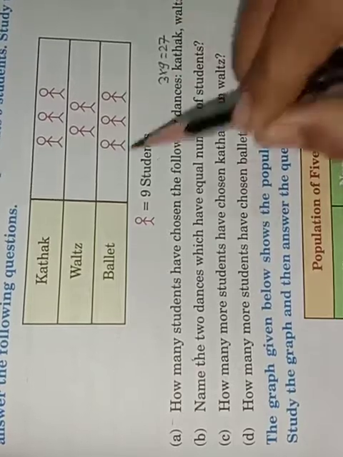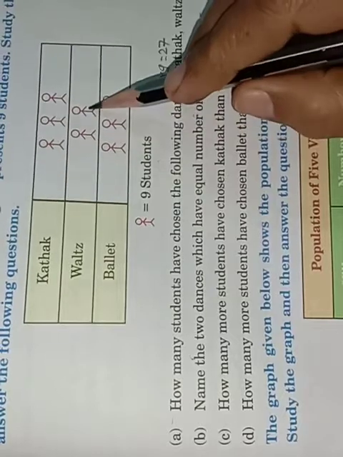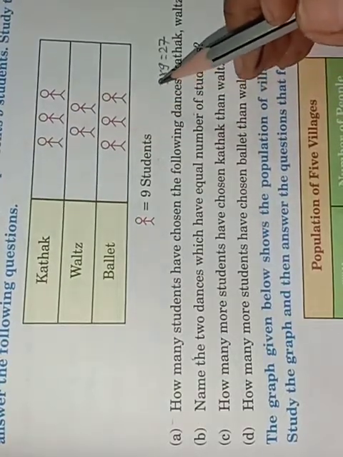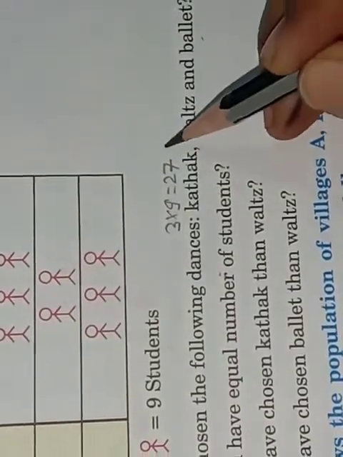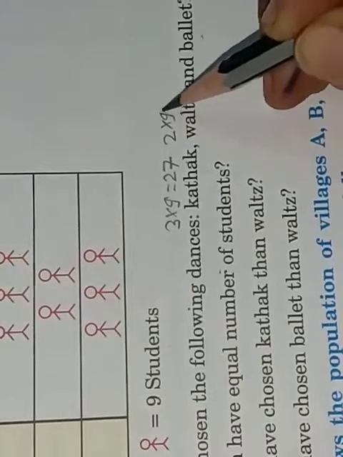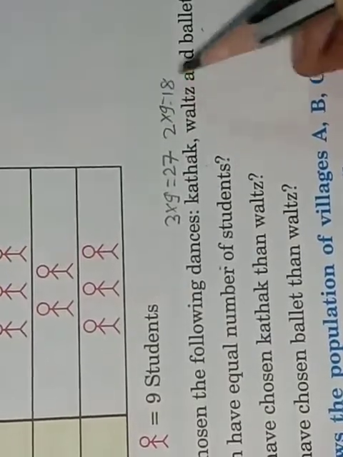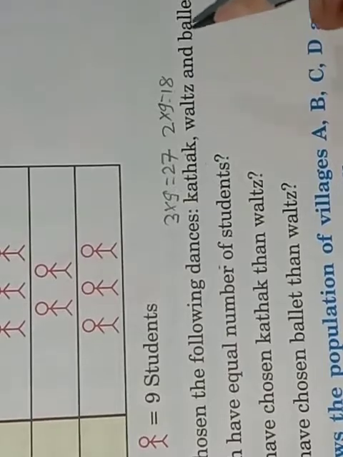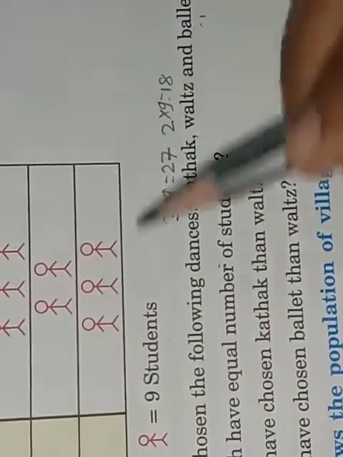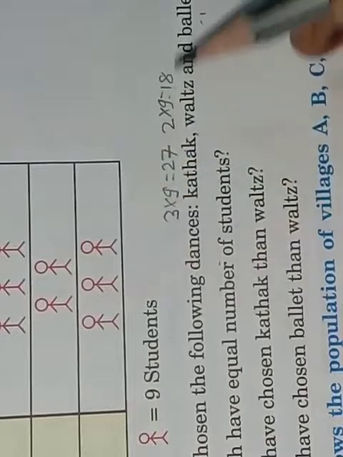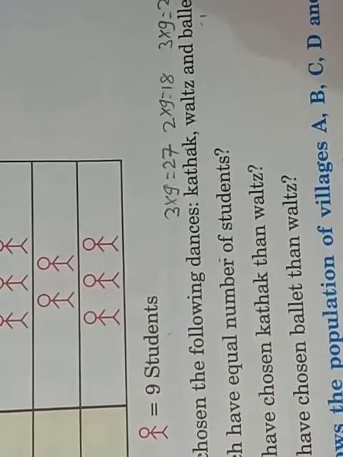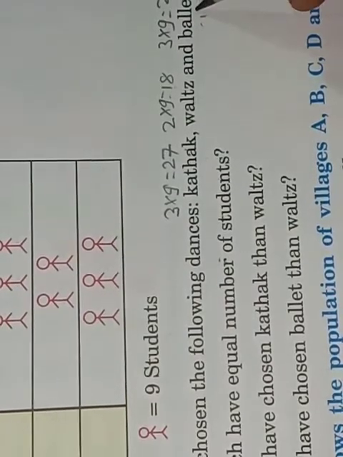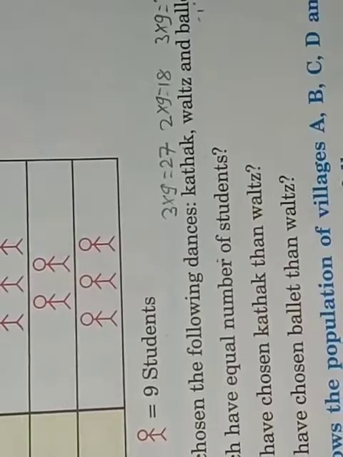Now waltz. How many images are there? 2. So we will multiply 2 by 9. It means 2 multiplied by 9 is equal to 18, 2 nines are 18. 18 students chose the waltz. Now ballet. Here 3 images are there. So we will multiply 3 by 9, which is 27. 27 students chose ballet. Okay. Now question number B.